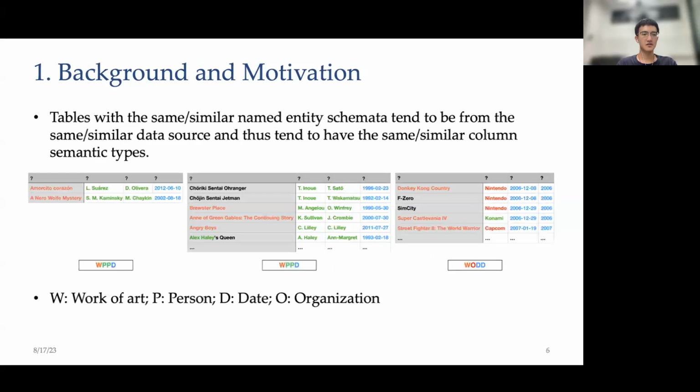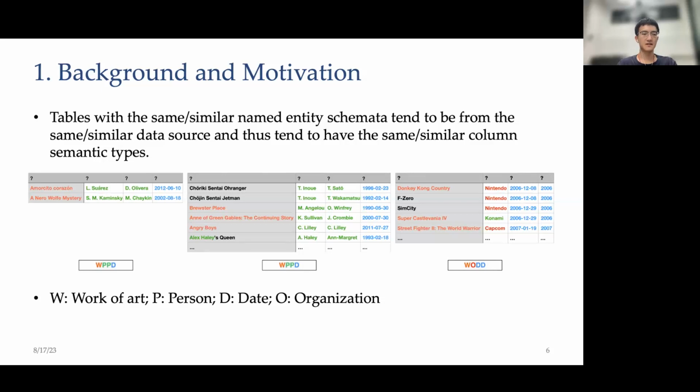In order to handle the challenge of incorporating inter-table context information, we propose a novel named entity schema. As shown in the figure here, the named entities of each column are extracted, and each column is represented by the most frequent named entity type. The named entity schema for a table is defined as the concatenation of the named entity type of each column.